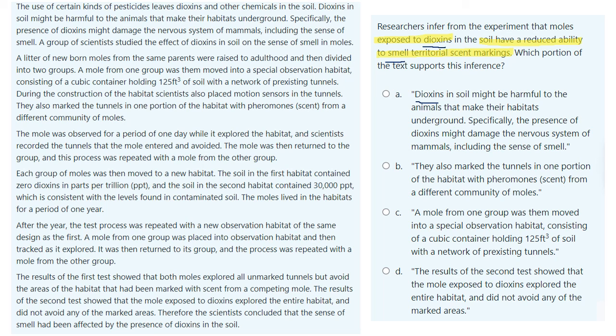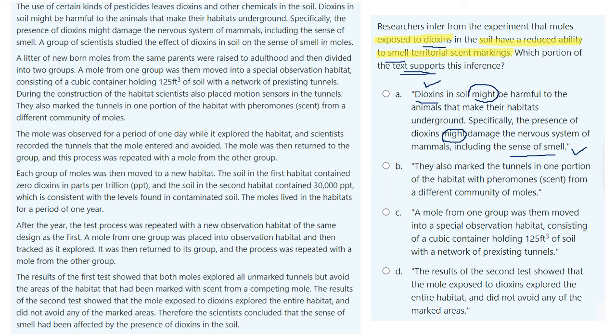Dioxins in soil might be harmful to the animals that make their habitats underground. Specifically, the presence of dioxins might damage the nervous system of the mammals, including the sense of smell. So A does have dioxins, it does have the sense of smell, but A is not really supporting. A is offering a suggestion, a prediction. This is not evidence. This does not support the inference.